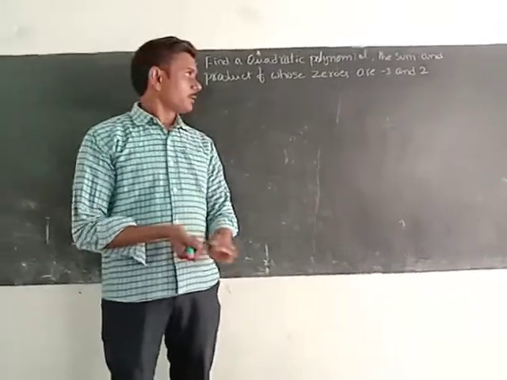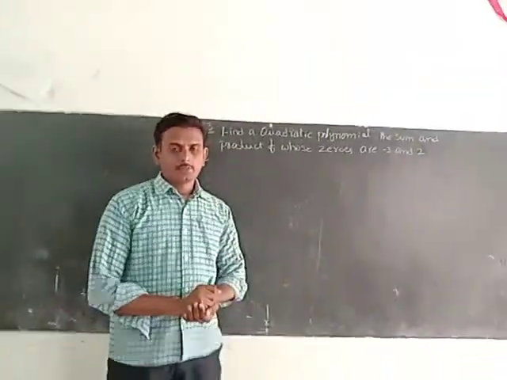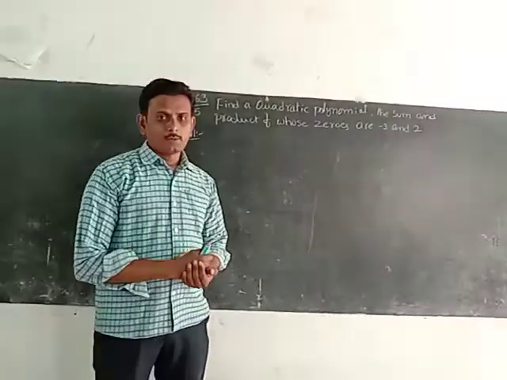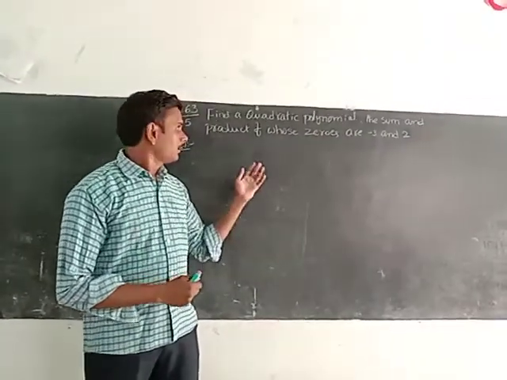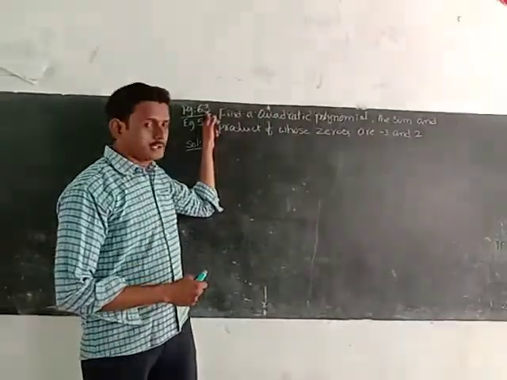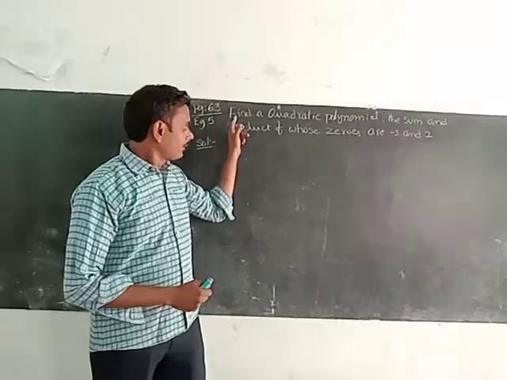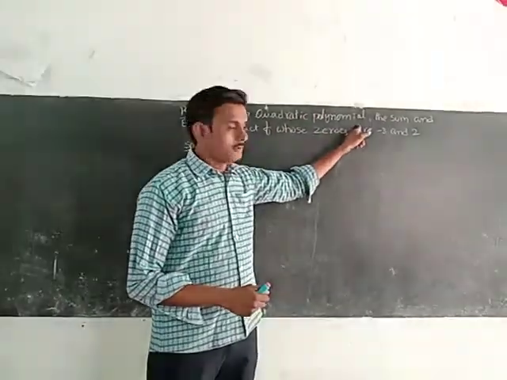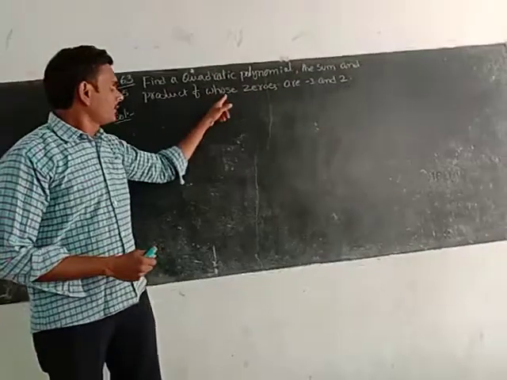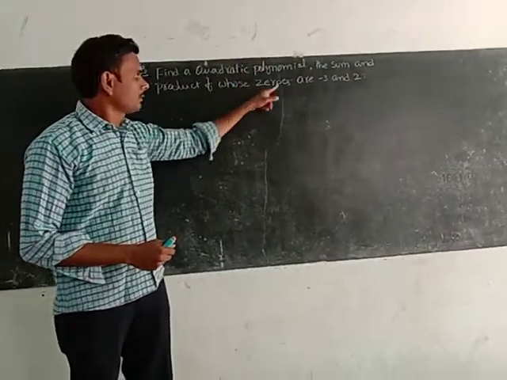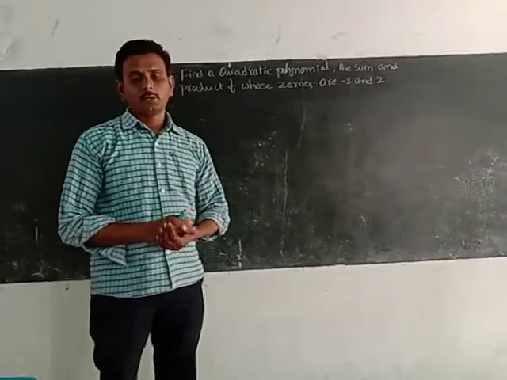Hello students, today we will discuss the next topic related to the polynomial chapter. What is page number 63? Example 5. Find a quadratic polynomial, the sum and product of whose zeros are -3 and 2.